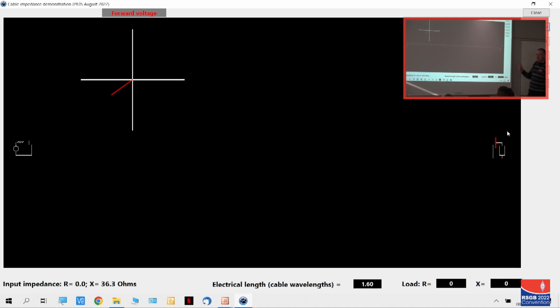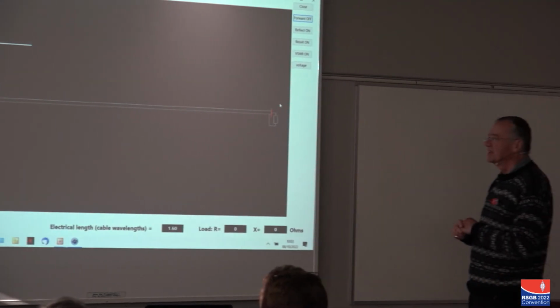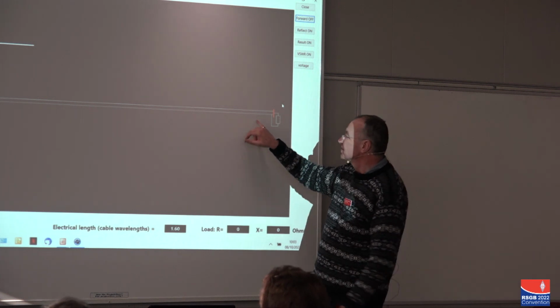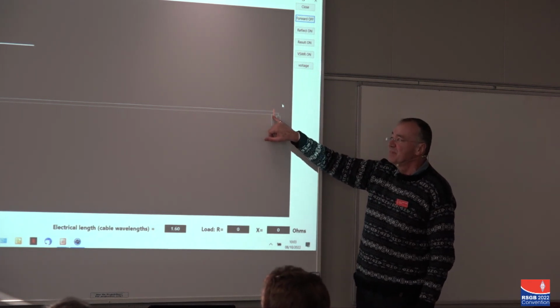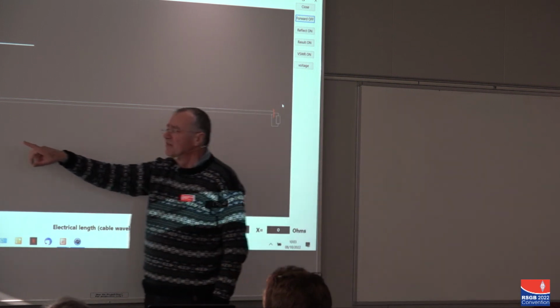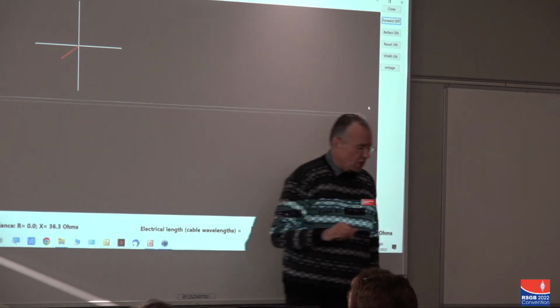The other thing I should own up about is that this is a perfect feeder. There's no loss in this feeder. I could put loss in, but it's like having a mist. It just obscures things. So it's a perfect feeder. The voltage of the forward wave when you get to here is the same as the voltage of the forward wave that you started with. It's just the phase that's changed.